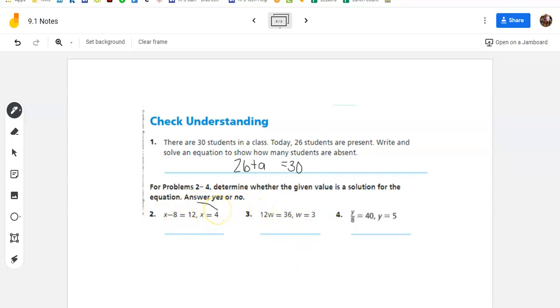X equals 4, so we're going to plug 4 in. 4 minus 8, is that equal to 12? No, it is not. A letter and a number next to each other means multiplication, so we're going to plug the 3 in for W. 12 times 3, does that equal 36? It does, so we're writing yes. And the number 4, this means division, so we're going to put 5 in for Y. 5 divided by 8, does that equal 40? No, it does not.